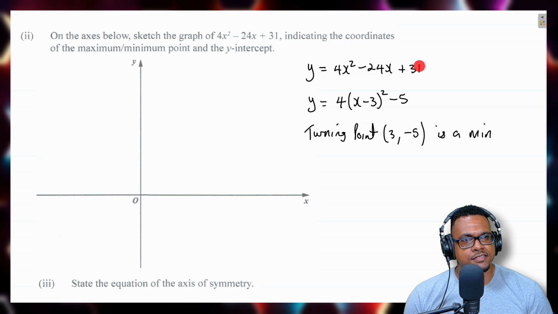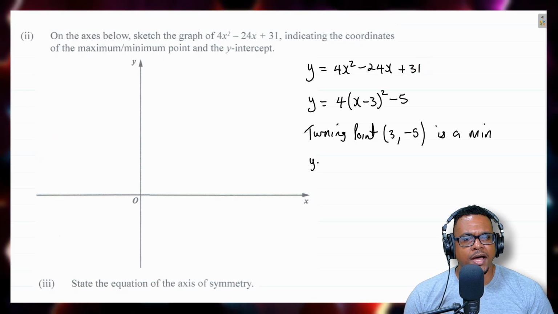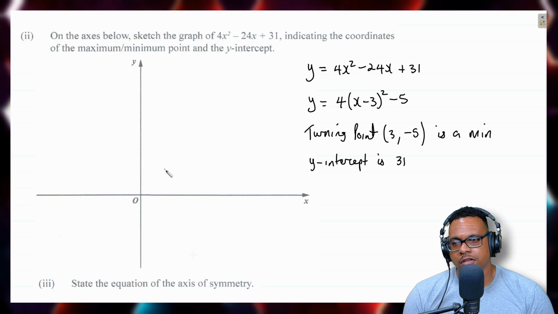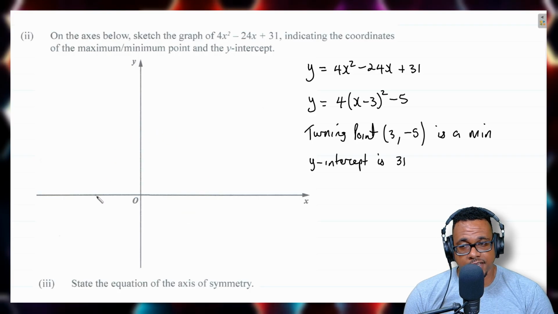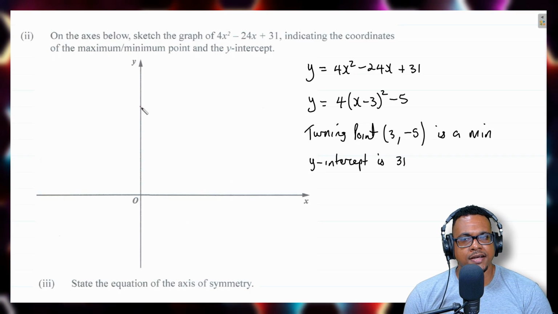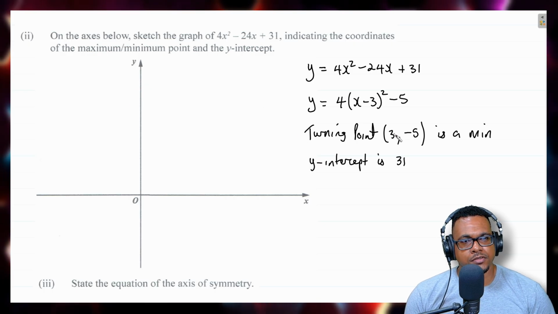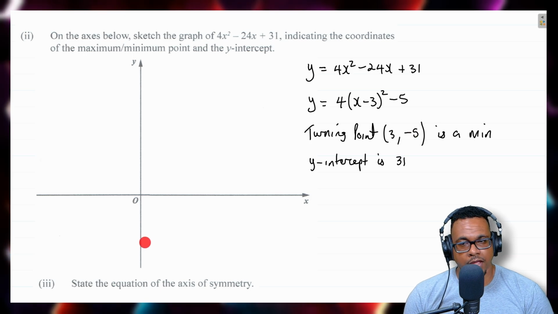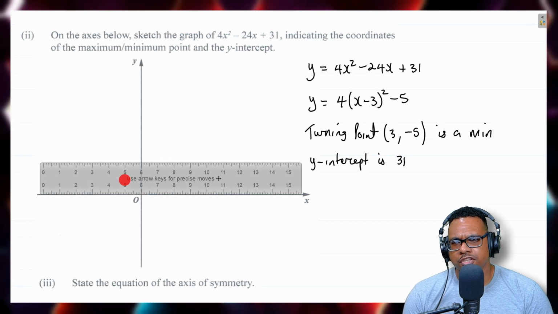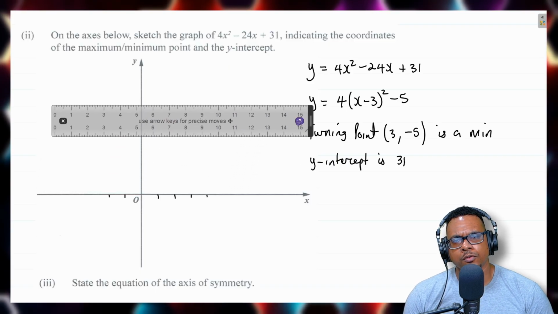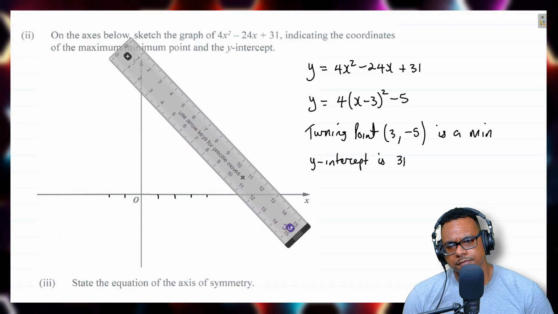All right, so we have the turning point. I already explained to you that this number here is your y-intercept, and y-intercept is 31. So now looking at the axes that they gave us to sketch this graph, they didn't put any numbers in, so we'll have to number this. We need to cater for 31 on the y-axis, somewhere up here. Positive 3 on the x-axis, somewhere here. And then we have to go down to negative 5, somewhere down here. So I'm just going to use my ruler to put some markings on the line. And now we'll just put some markings for the y-axis.